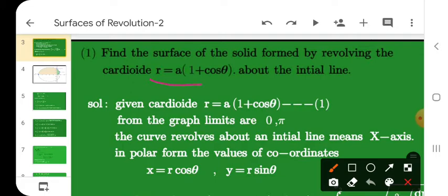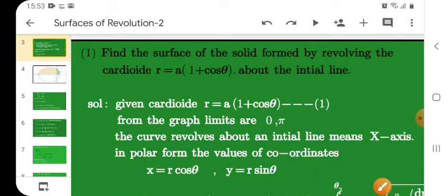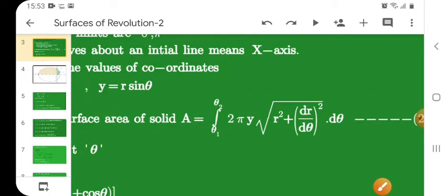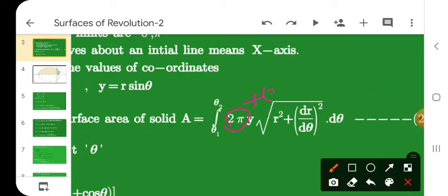Here also we have the given curve, r equals a into 1 plus cos theta. This equation contains the terms r, theta, so this is in polar form, the first point. Next we find about which axis the curve revolves. Here the curve revolves about the initial line, and the initial line means x-axis. The given curve is in polar form and revolves about the x-axis. So what formula do we use? See here, 2 pi f of x, for the x-axis. And f of x is y, so I write y here.